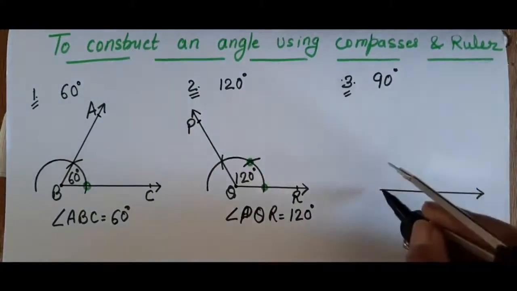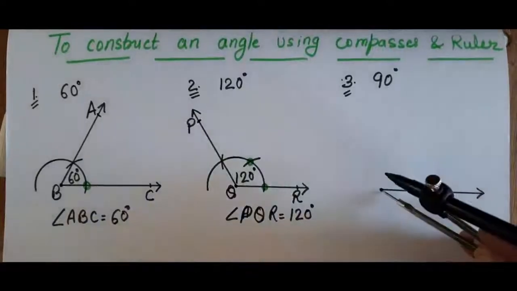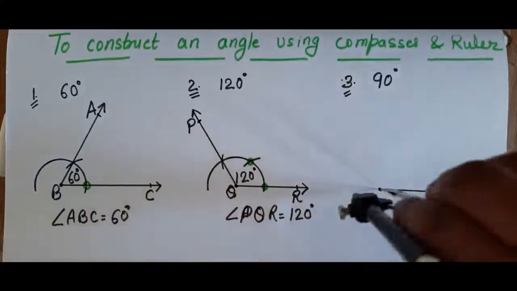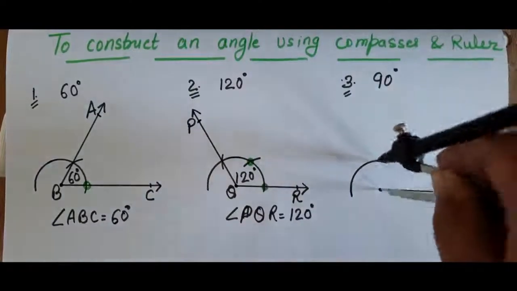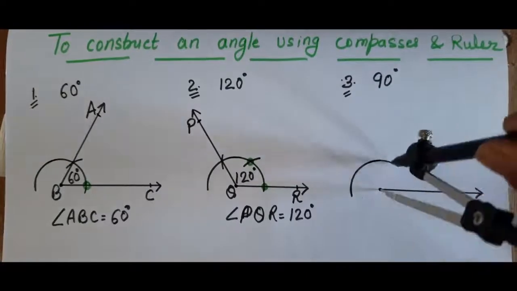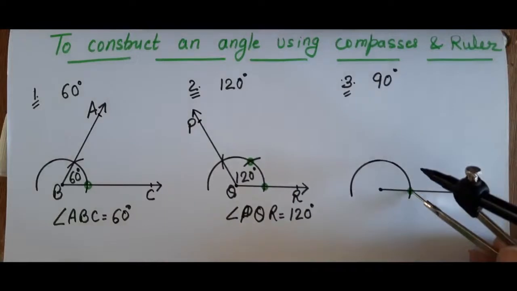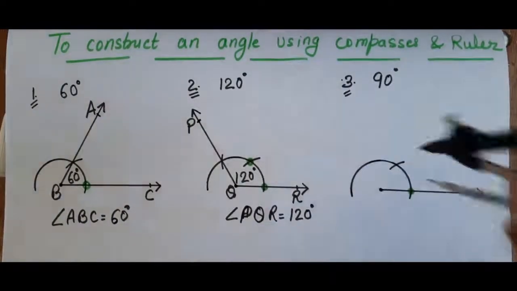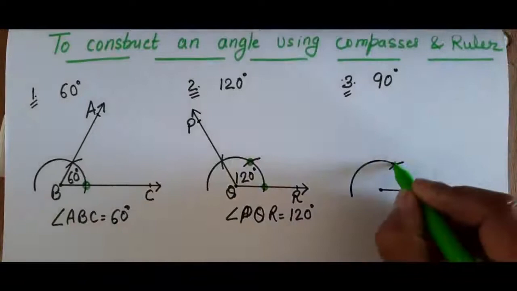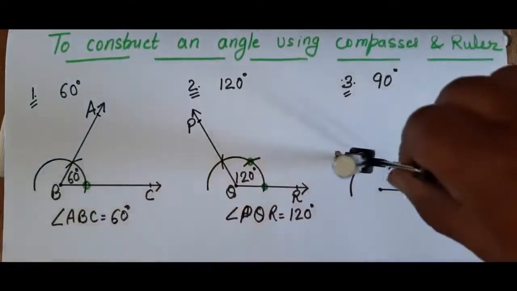Highlight the end point of the ray. Open your compass to some extent again. Draw a semicircle by keeping your compass point at this point. Right? Again, first draw an arc for 60 degree. Repeat the process again at this point where the semicircle is cutting the ray. Draw an arc for 60 degree. Again, keeping your compass point at this point. Draw an arc for 120 degree.